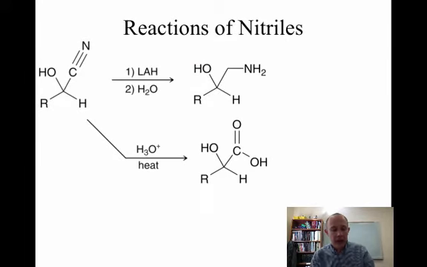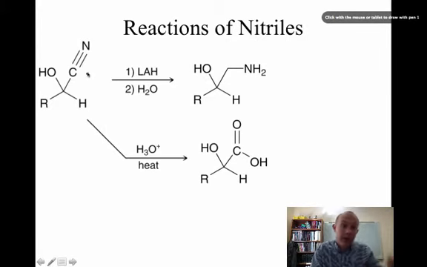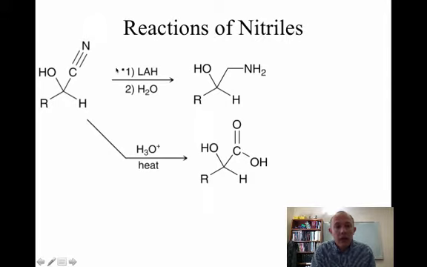So what can you do with cyanohydrins? Well, in future units, what we're going to do is talk about reactions of nitriles. For now, you should know that you can use lithium aluminum hydride to reduce a nitrile. So the carbon-nitrogen triple bond can be reduced. So we put 2 hydrogens on the carbon, 2 hydrogens on the nitrogen to get a primary amine. So this is a nice way to make amino alcohols. If you start with a cyanohydrin, you can make an amino alcohol.